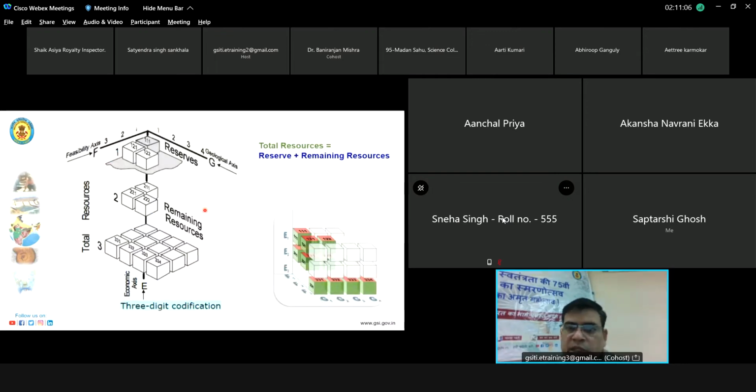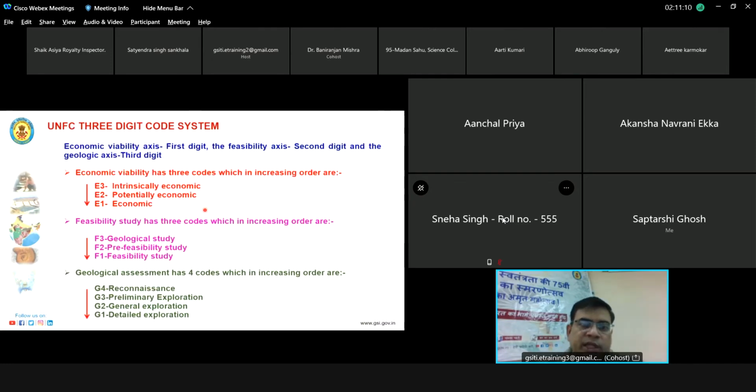So I have already said that total resources is equal to reserve plus remaining resources. Then it is a 3-digit system. You can see here E3, E2, and E1: this is intrinsically economic, then potentially economic, then economic. And in feasibility also, this is F3, F2, and F1. This is in increasing order. And in geological assessment, this is recognition, preliminary exploration, general exploration, and detailed exploration.